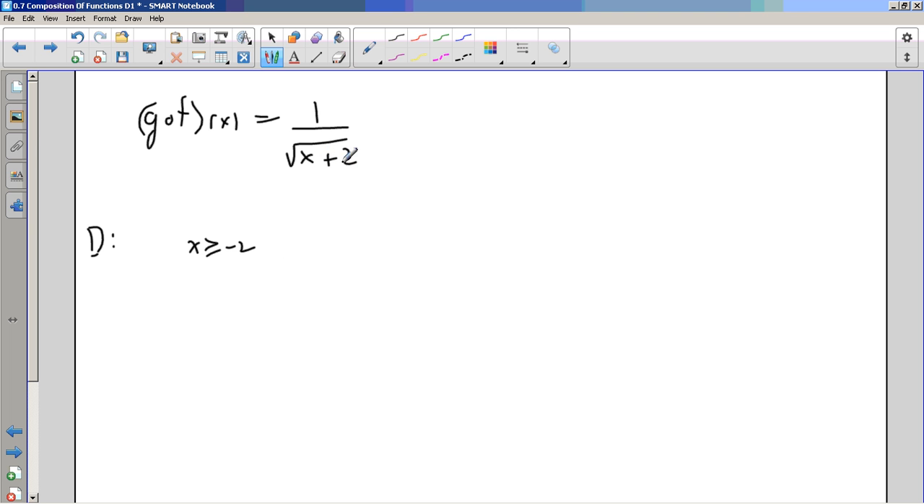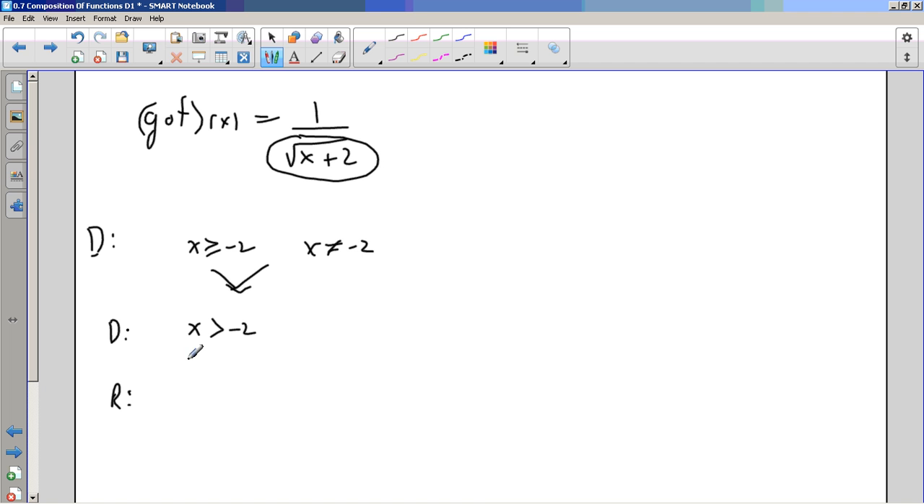But also, I see that I can't divide by 0, right? This whole thing here can't be 0. So what value would give me the bottom being 0? Well, x can't be -2. And if I combine these two restrictions, I end up with my domain. x has got to be greater than -2. And so that means this function must be defined only for x greater than -2, whatever it happens to be.